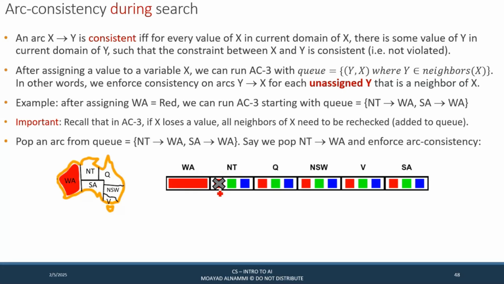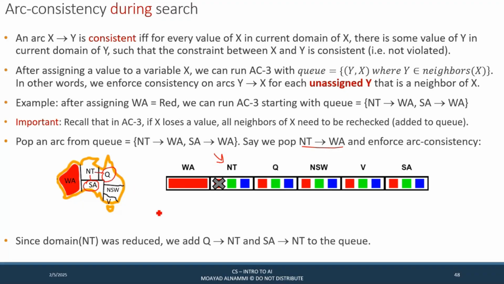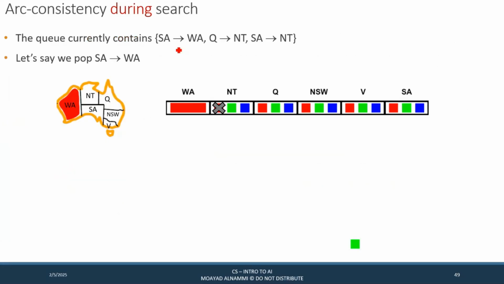Now, this is an important thing. When we're applying arc consistency, remember, I checked the arc NT goes to WA, and the domain of NT has been modified. That means I need to add the neighbors, and this is where the propagation comes in. I need to add the unassigned neighbors' arcs of NT. So since the domain of NT was reduced, Q goes to NT and SA goes to NT need to be added to the queue. So my current queue contains the following, and these are my current domains.